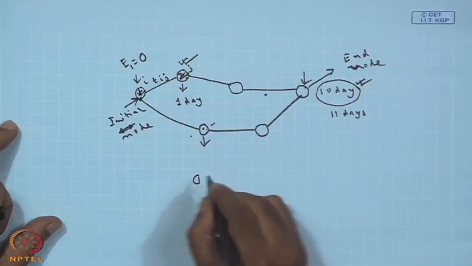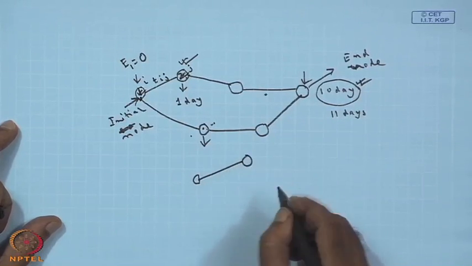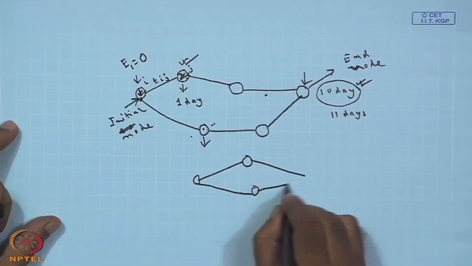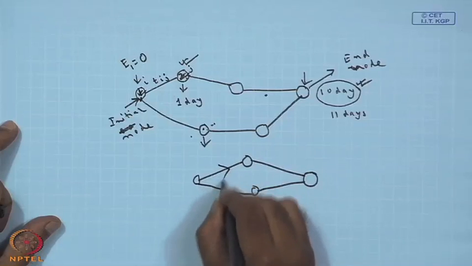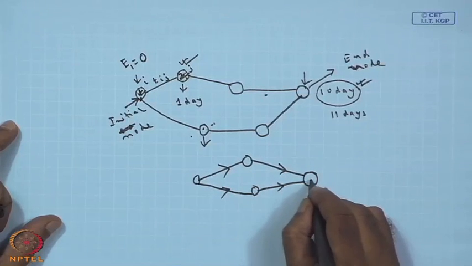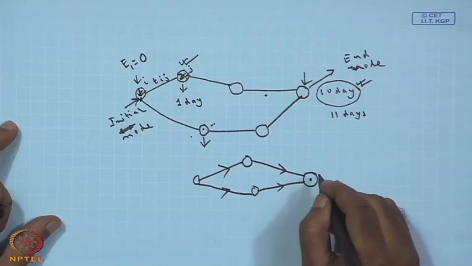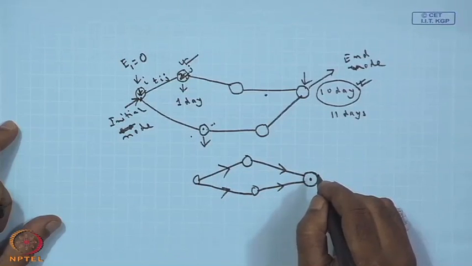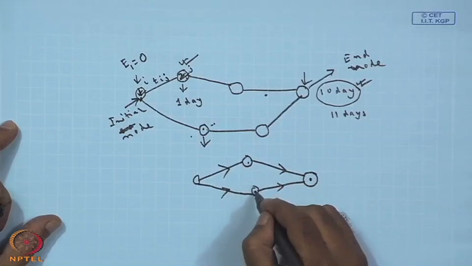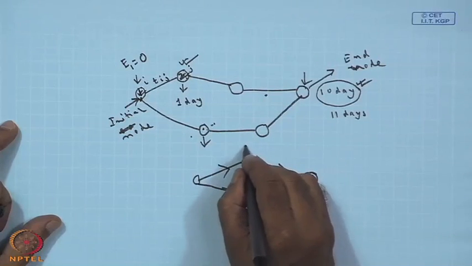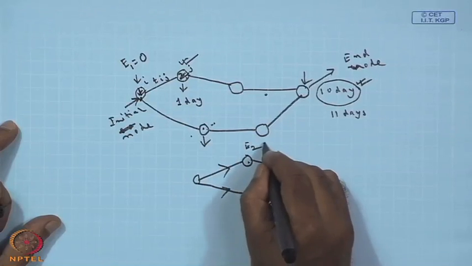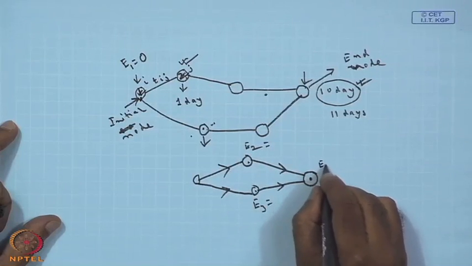Maximum means, suppose you have something like this, where from these two you are getting another one, so the flow goes this way. Whenever you compute the earliest occurrence time for this node, it depends on both of these. I have to calculate the value here. So, this is E2, this is E3 and this is say E4.